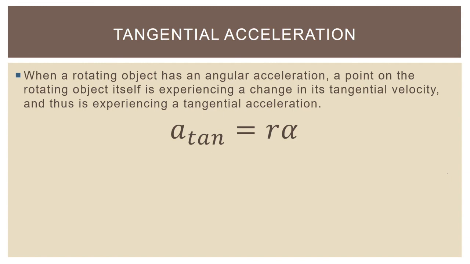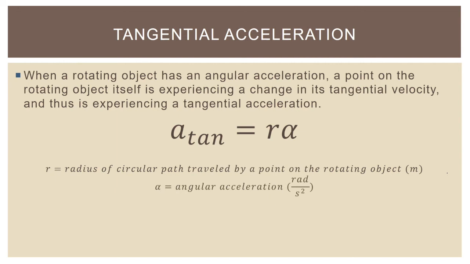So the tangential acceleration equation is r alpha, where r is the radius of the circular path traveled by a point on the rotating object. Alpha is the angular acceleration measured in radians per second squared. And the tangential acceleration is measured in units of meters per second squared.